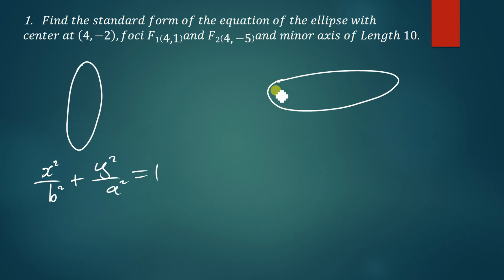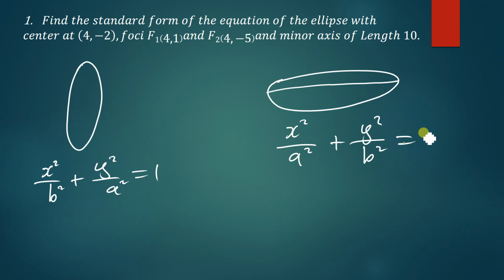The major axis is the longest distance in the ellipse. So if the major axis is parallel to the x-axis, then you expect the value of a to be under x. The equations that I'm writing now apply for an ellipse which has the center (0, 0).